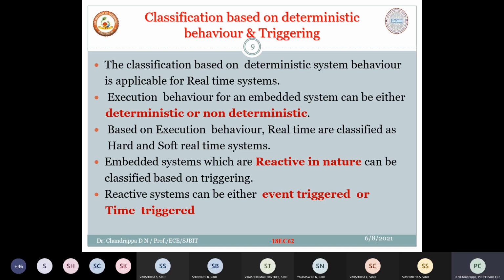And next, during the execution behavior, if it is deterministic and used in real-time systems, we have two classifications. One is called hard and the other one is soft real-time systems.